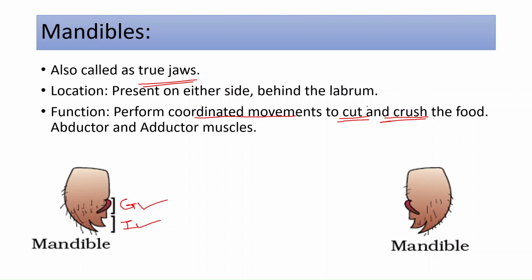So for cutting and crushing the food, it has two muscles which are going to help it. Which are these two muscles? Abductor muscles and adductor muscles. You should remember the names of these muscles. Abductor muscles and adductor muscles help the mandible in cutting and crushing the food.